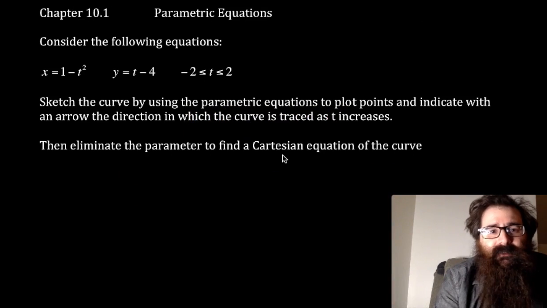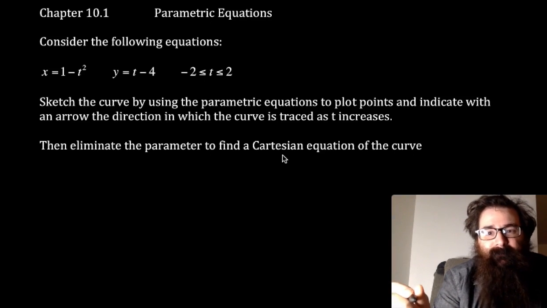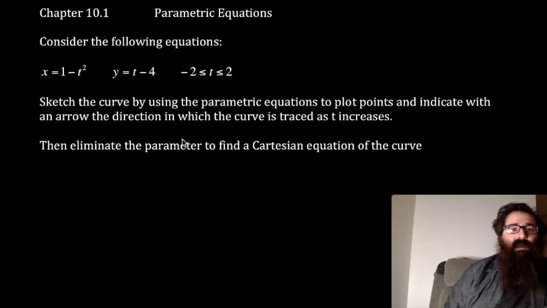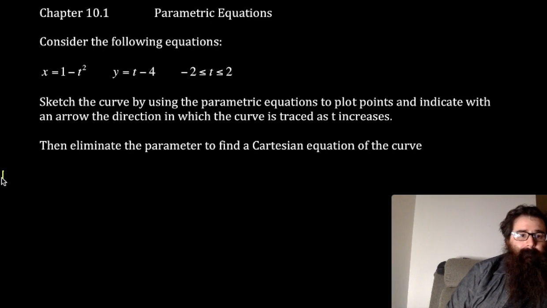First, I want to consider the following equations. I have x as 1 minus t squared and y is t minus 4, and that t goes from negative 2 to 2. We'd like to sketch the curve by using the parametric equations to plot points. We'd like to indicate with an arrowhead the direction in which the curve is traced as t increases. And then at the end, we're going to try to eliminate the parameter to find a Cartesian equation for the curve. So right away to start, I'm going to set up a table.